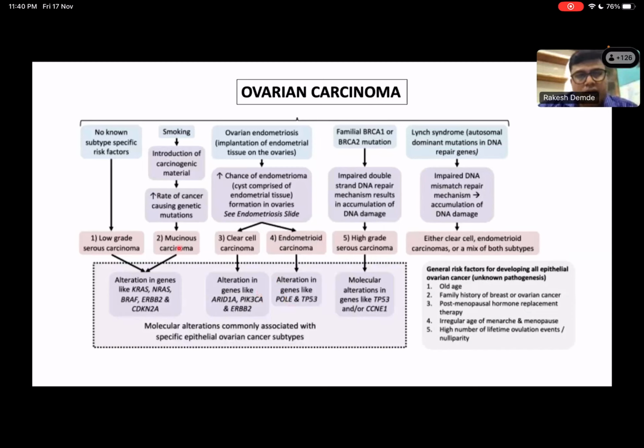You have other low grade and mucinous carcinomas, which are associated with the RTK-RAS pathway, and you can have CDK, cyclin-dependent kinase inhibitor alteration also. So all the major categories of ovarian carcinoma have some molecular alterations which are different from each category.